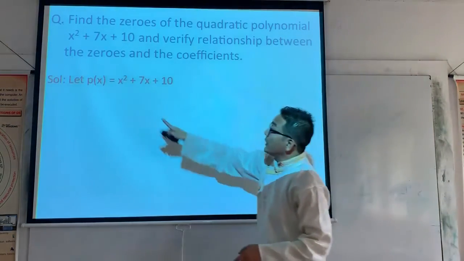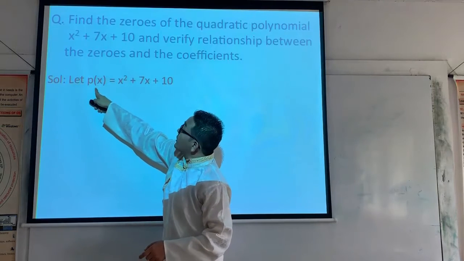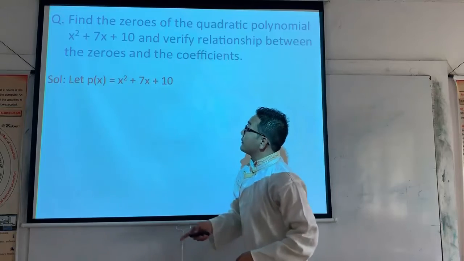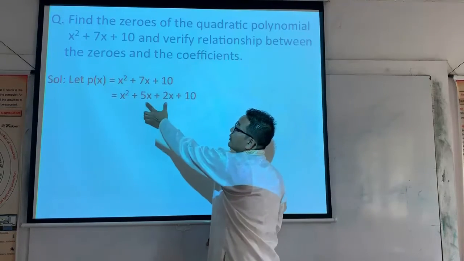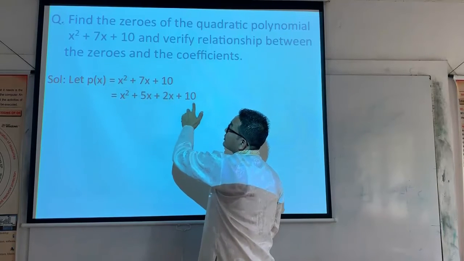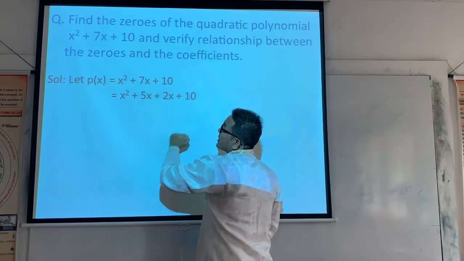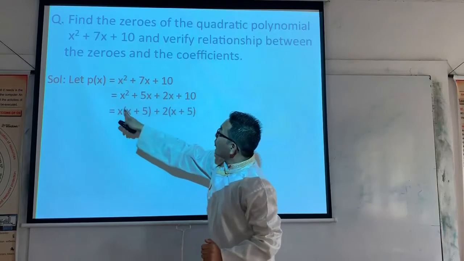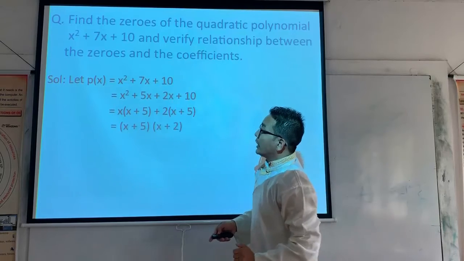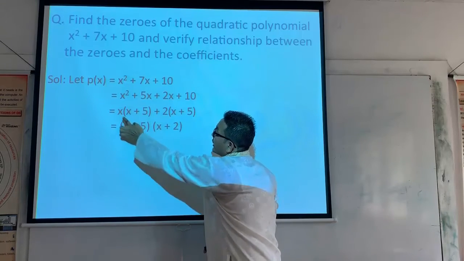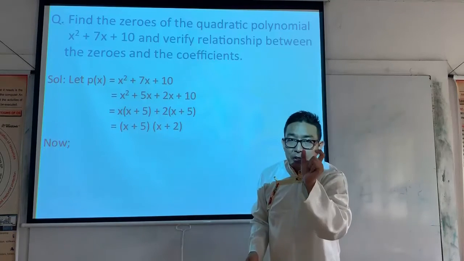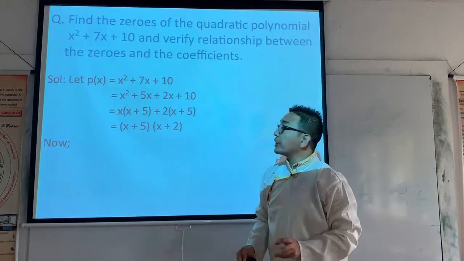Let the polynomial be p of x equal to x square plus 7x plus 10. Here we use middle term splitting: 10 can be written as 5 times 2, and 5 plus 2 is 7. So x square plus 5x plus 2x plus 10 gives x times (x plus 5) plus 2 times (x plus 5), which is (x plus 5)(x plus 2). For the zeros, the condition is that p of x should be equal to 0.